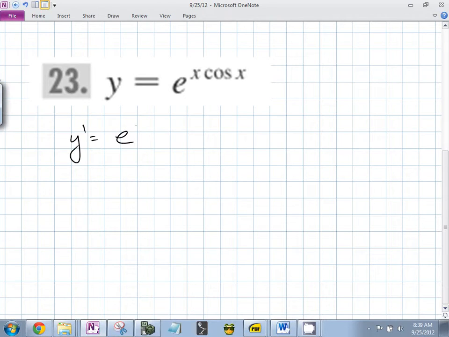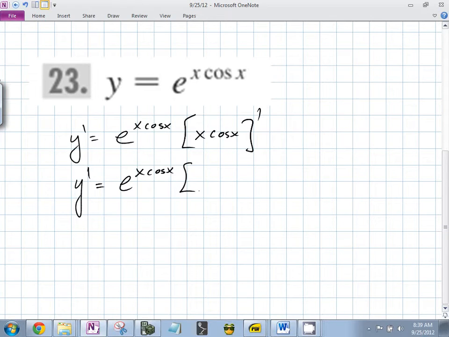function. Well, what do you have to multiply by? The derivative of this. What do you have to do to find the derivative of x cosine x? What rule do you have to use? Product rule, yeah. So it's e to the x cosine x times, there are two functions. What's the derivative of the first function? 1 plus x. What's the derivative of cosine?